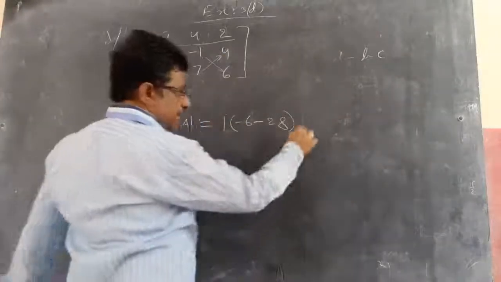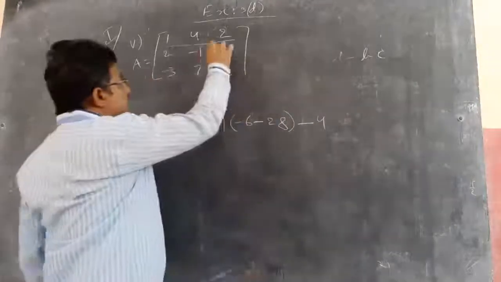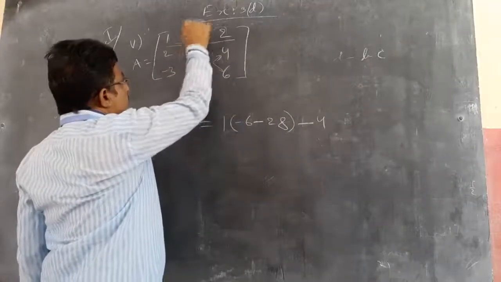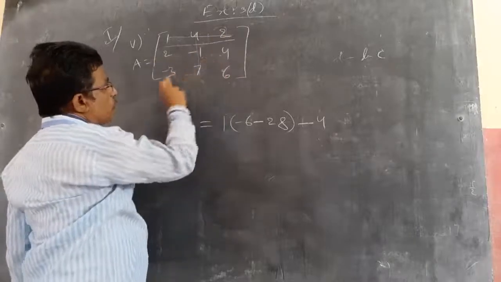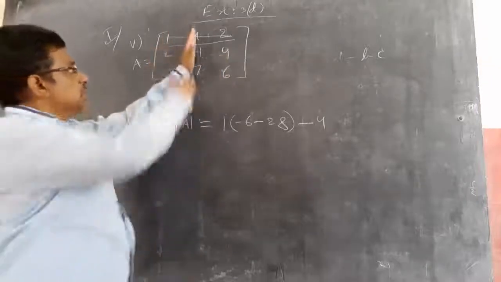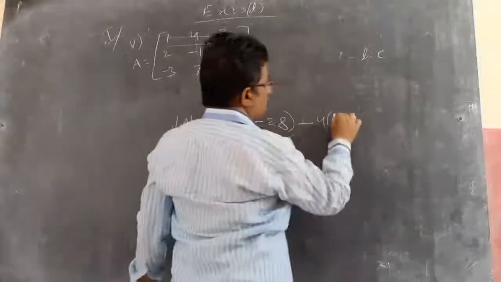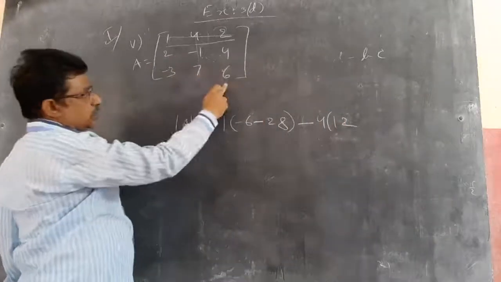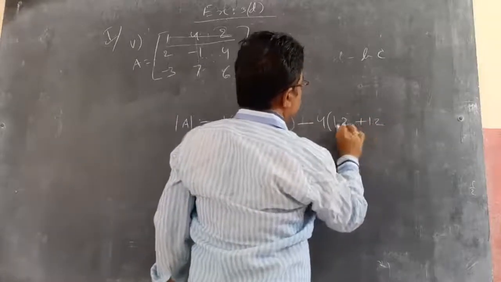Next, plus minus, I told. So keep minus. This is the second element, 4. Now leave that row and that column. Left out elements are 2, 4, minus 3, 6. So 6 twos are 12, this into this, minus this into this: 12, 4 threes are 12. This is minus 3 into 4, minus 12, minus of minus automatically plus, 12.